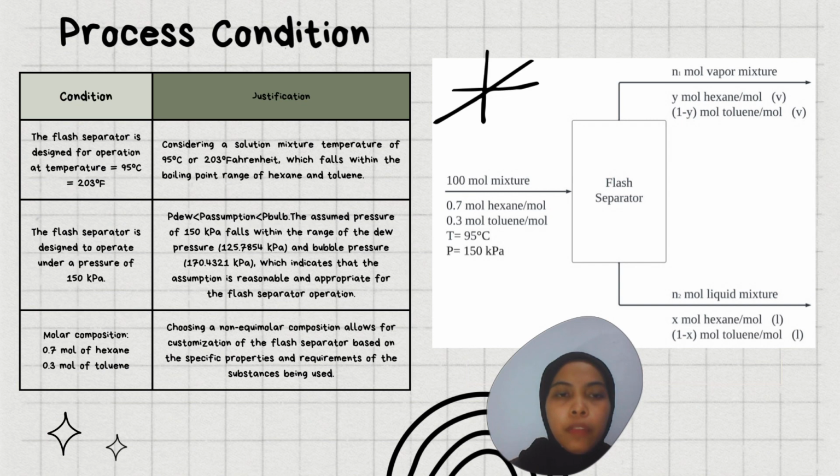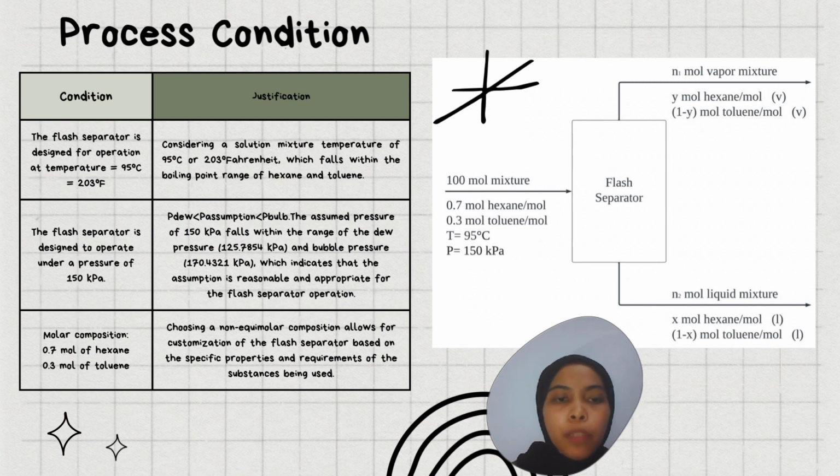Process condition. The flash separator is designed for operation at a temperature of 95 degrees Celsius. Considering a solution mixture temperature of 95 degrees Celsius, which falls within the boiling point range of hexane and toluene. The flash separator is designed to operate under a pressure of 150 kPa. The assumed pressure of 150 kPa falls within the range of the dew pressure, 125.7854 kPa, and bubble pressure, 170.4321 kPa, which indicates that the assumption is reasonable and appropriate for the flash separator operation.